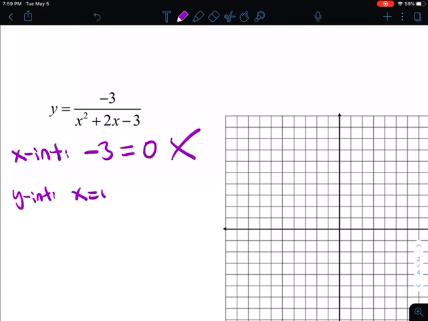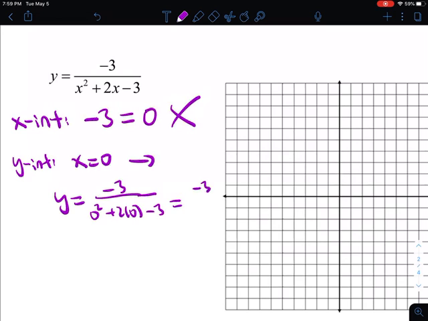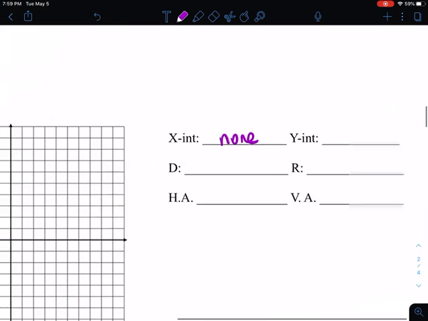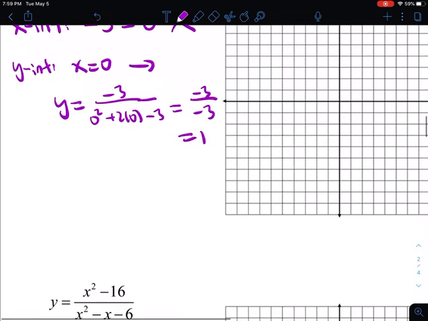Y-intercept, how does that go again? Well, we make the x equal to 0 as always, and then let's solve for y. So y is equal to negative 3 over, plugging 0 for x, 0 squared plus 2 times 0 minus 3. I get negative 3 on top, I get negative 3 on the bottom, so I get 1. So the y-intercept is (0, 1).